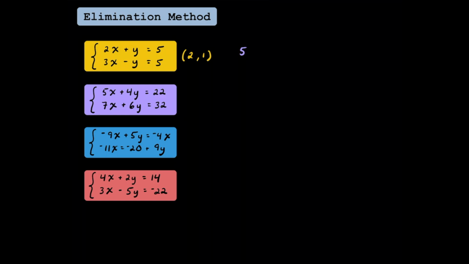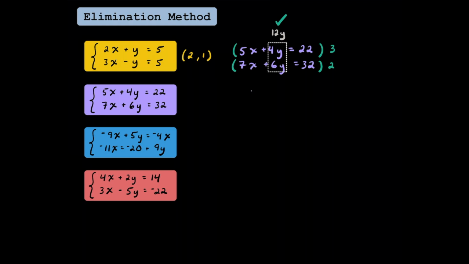In this next one, we have 5x plus 4y is equal to 22, and we have 7x plus 6y is equal to 32. The LCM for 5x and 7x would be 35x, while the LCM for 4y and 6y is going to be 12y. Between these two, I'm going to choose to eliminate the y's since we have to multiply by smaller numbers. To get the top equation to have 12y, we're going to have to multiply the whole thing by 3. To get the whole bottom equation to have 12y, we're going to multiply the whole thing by 2.